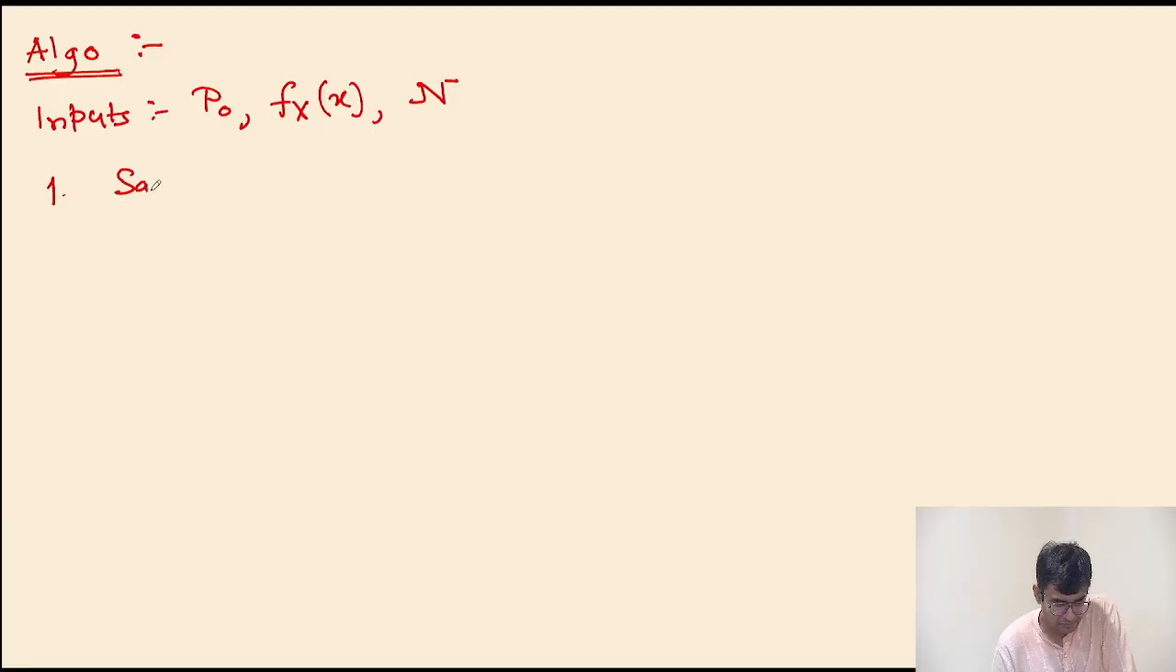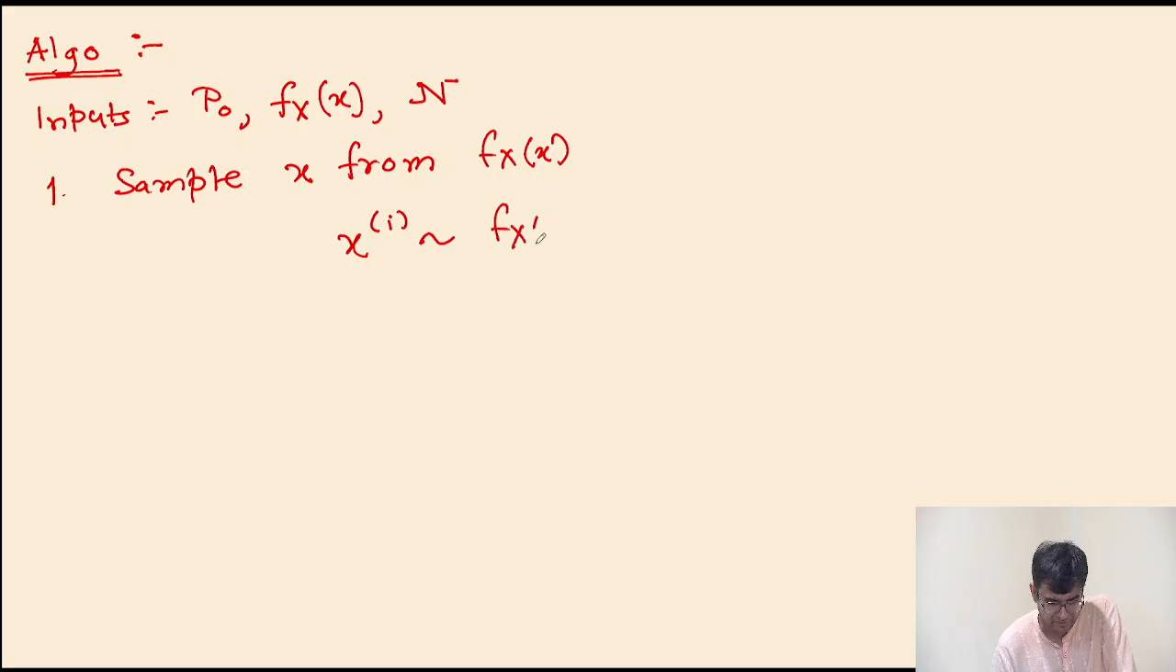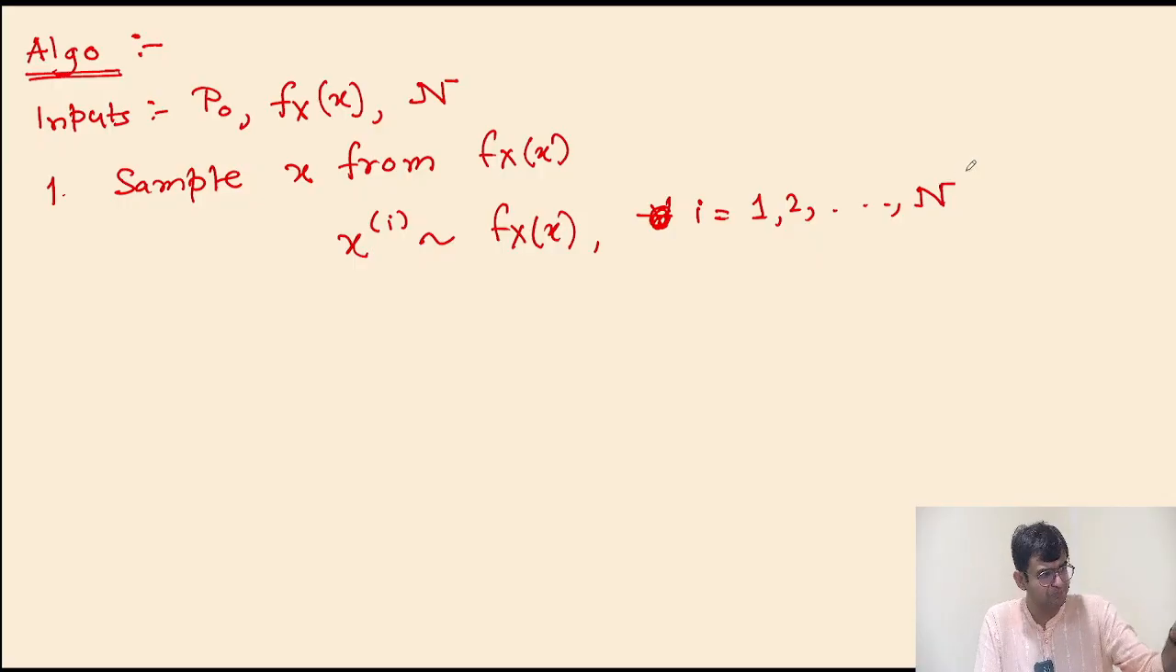Okay. Now, what will you do? Step 1: sample x from fxx. So basically we will sample xi from fxx, for i equal to 1 to N. So basically you will sample N times. You will generate N samples of the input random variable.